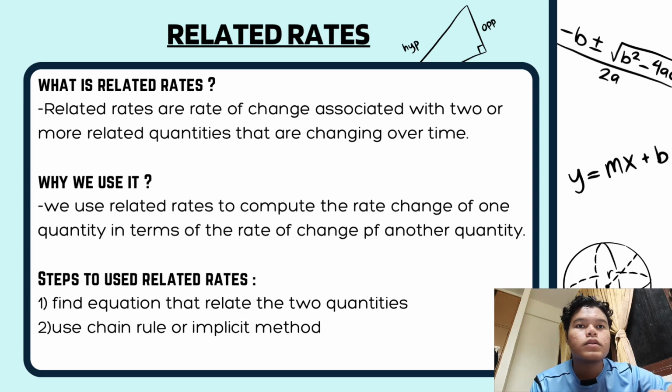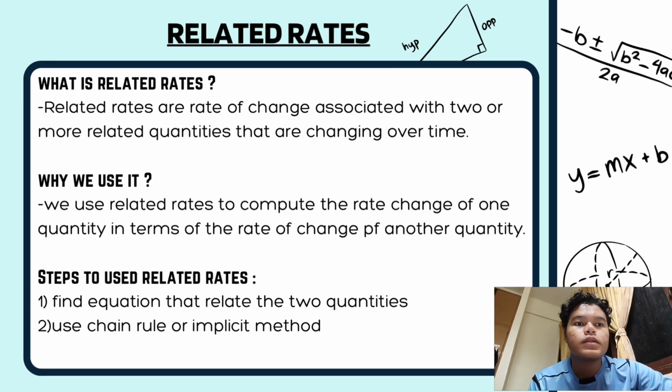There are 2 steps to use related rates. The first step is to find an equation that relates the two quantities, and the second step is to use the chain rule or implicit method to complete the step. I'm going to pass it to my friend.